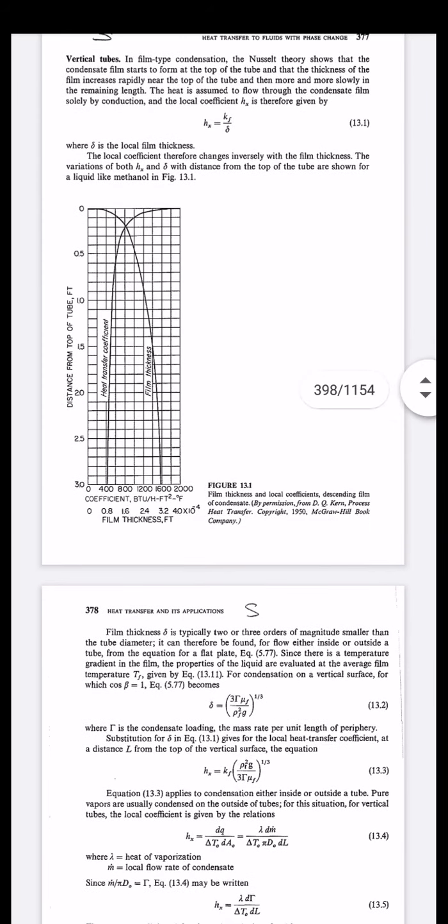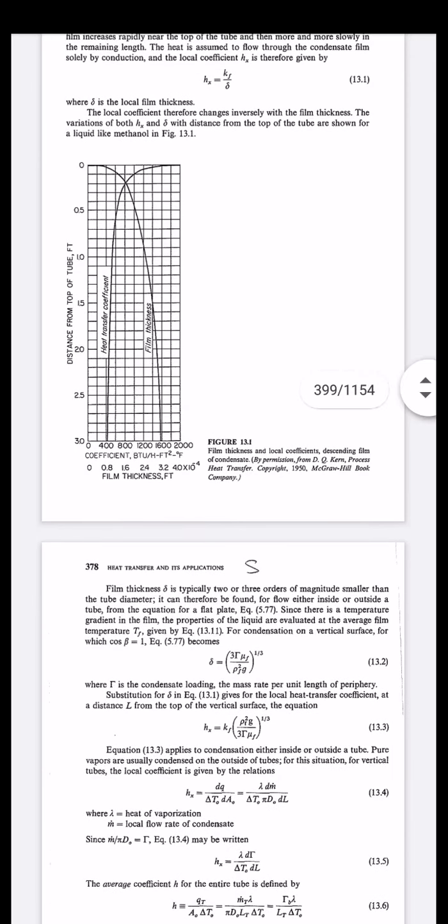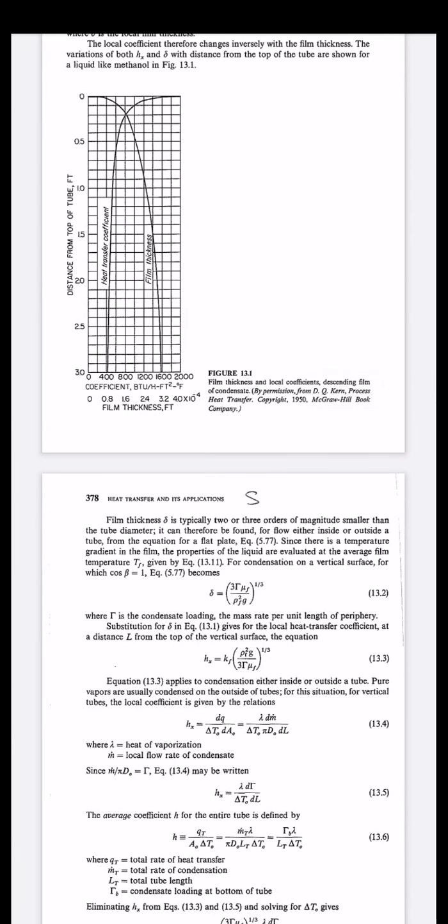So very simply, by plotting this graph, we can correlate the relationship between film thickness and distance from the top of the tube. So condensate loading is nothing but the amount of droplets or condensate which is formed on the tube, outside the tube.